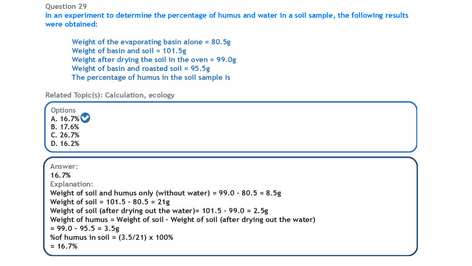Okay, so the percentage of humus in the soil now becomes the weight of the humus in the soil, which is 3.5, divided by the actual weight of the soil, which is what we've calculated from here as 21 gram. Then multiply this by 100%. So this divided by this, multiplied by 100% will give 16.7 percent.